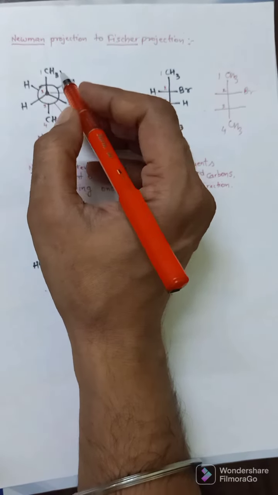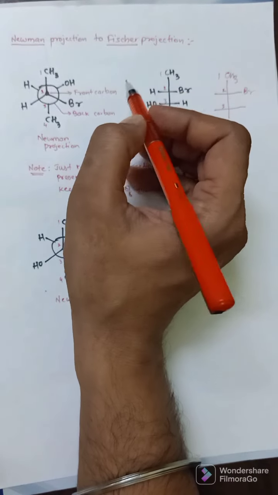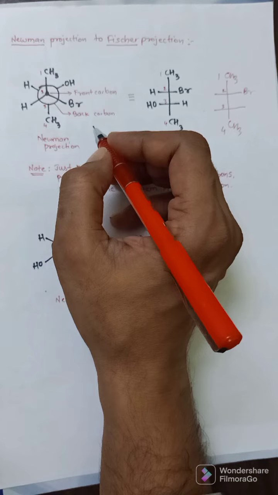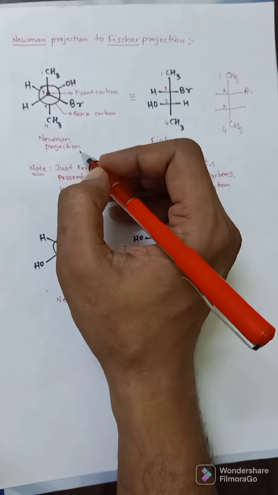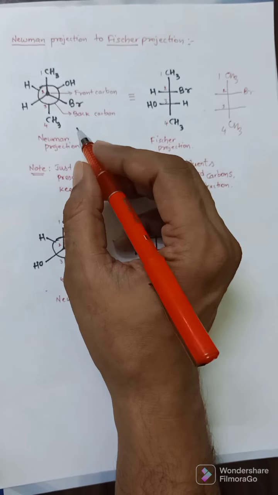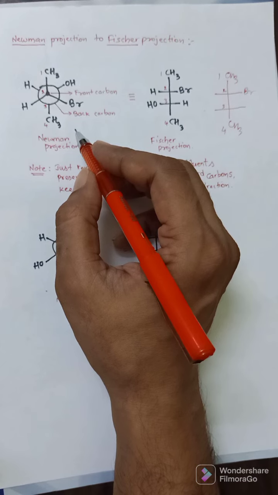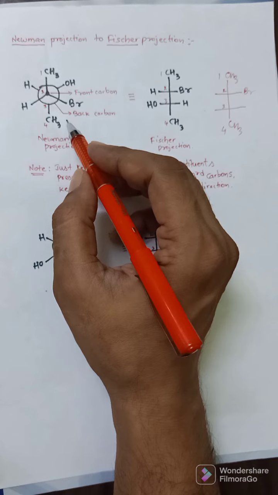Today I am here to discuss how to convert a Newman projection to a Fischer projection in just a few seconds by using a very short trick. By using this trick, you'll be able to convert the given Newman projection into a Fischer projection in just a few seconds. So how you can convert it, I will tell you.